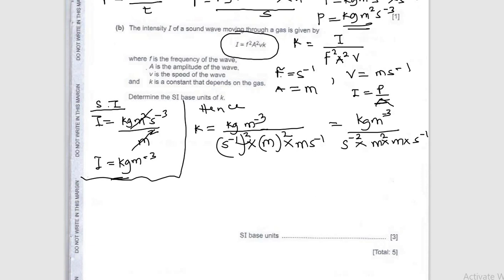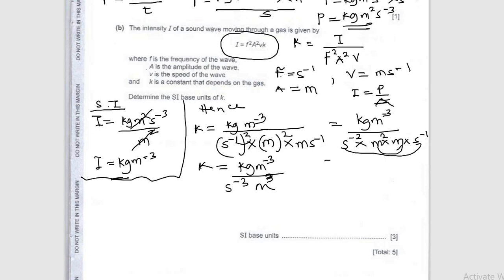So from here, k will be kilogram per meter cube over s minus 2 times s minus 1. We have s minus 3, meter squared times meter. That's meter cube, if I'm not mistaken. That's meter cube. Okay, from here, so what do we have?